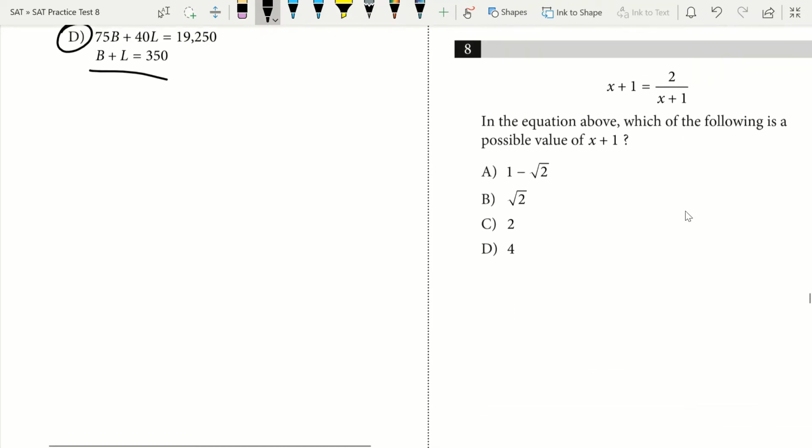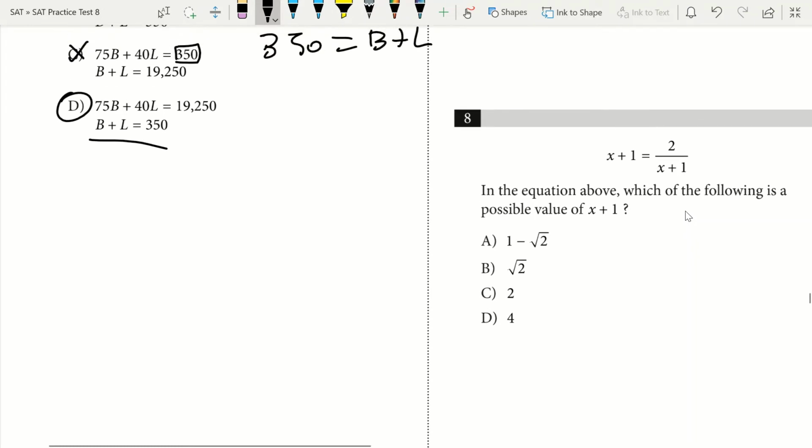All right, question 8. In the equation above, which of the following is a possible value of x plus 1? Well, I'm going to multiply each side by x plus 1, which will make it cancel on the right side, and then I'll have x plus 1 squared on my left side. Now I'm asked for the value of x plus 1, not x plus 1 squared, so I'm going to square root each side, and I'm going to see then that x plus 1 will equal root 2. So my answer is going to be B.